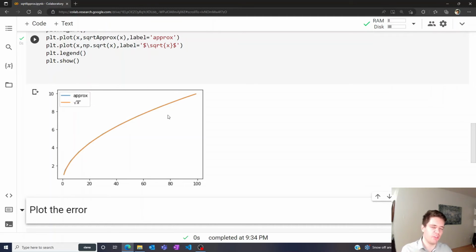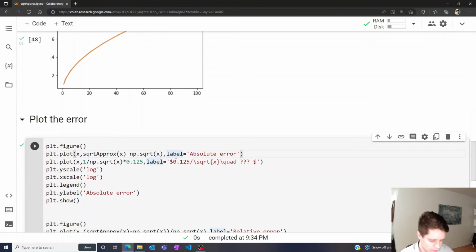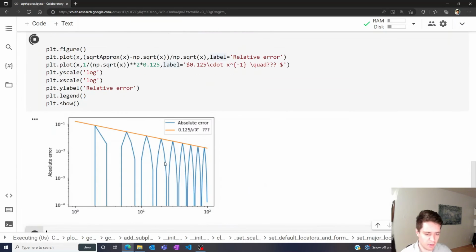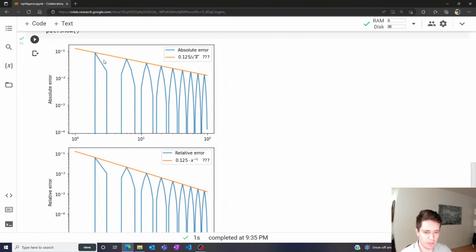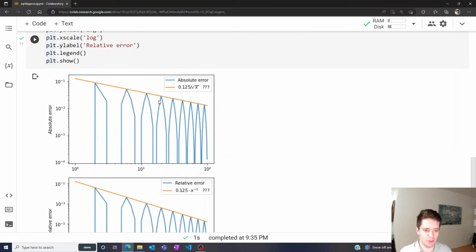So now let's investigate what the error is, like both what the difference between the square root and approximation, as well as the relative error. So we can plot both the absolute error and the relative error, like so. And we can see that the sort of absolute difference between our approximation and the true value seems to decrease, like basically 1/8 divided by square root of x.